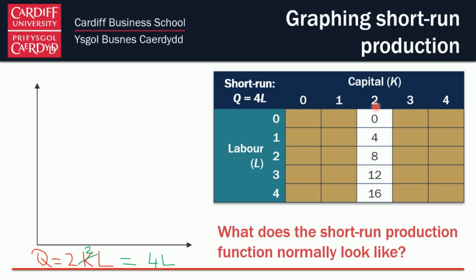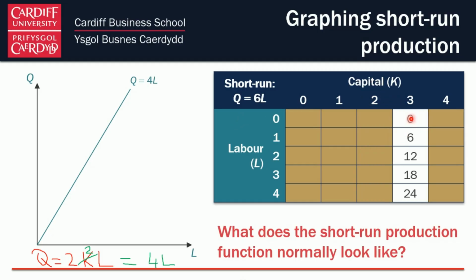And then if you want to plot this, I have it in this graph. You put Q on the vertical axis, L on the horizontal axis, and when you plot Q is equal to 4L, that's it. That's your production function in the short run when your capital is at a level of 2. If your capital is at a level of 3, then you substitute 3 in here. So 2 times 3 is 6. It'll be 6L, and indeed, this is your production function with 3 units of capital. You get the idea.